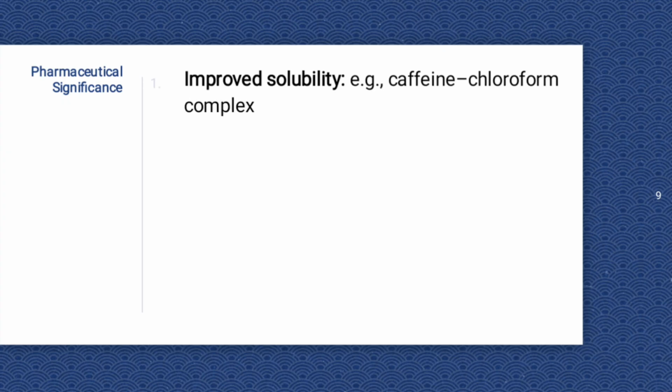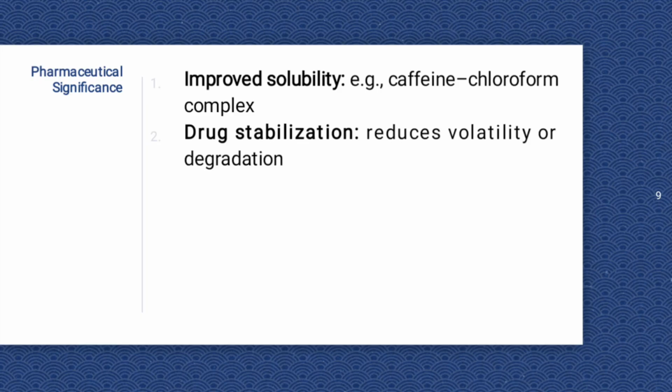Moving to the next point, that is pharmaceutical significance. Talking about pharmaceutical significance, the points included are, first, improves solubility. Example, caffeine-chloroform complex. Okay, so complexation can improve drug solubility. Moving to the next one, that is drug stabilization. It reduces volatility or degradation. Okay, so it can stabilize volatile or easily oxidizing drugs.